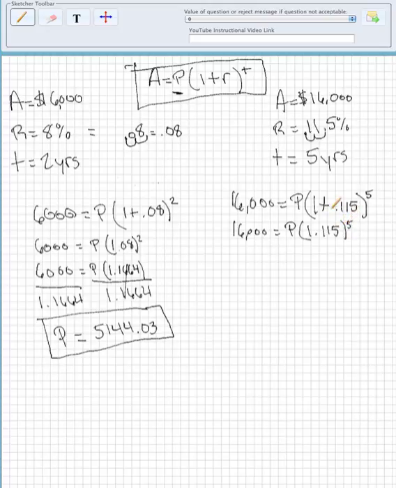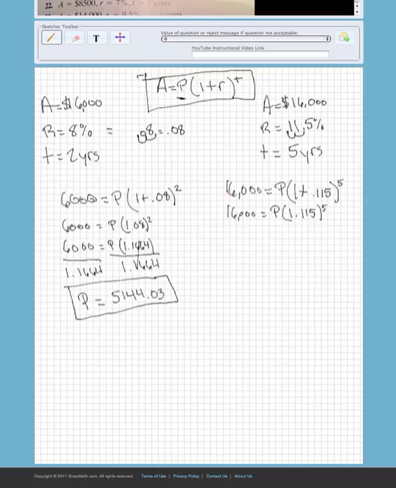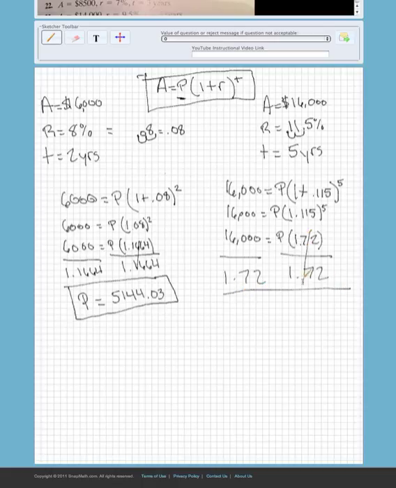Okay, so I don't know if you're allowed calculators in your class or what you're using, but if you turn your iPhone around, you put 1.115 to the 5th power, and then I'm going to be rounding this. You have 16,000 equals P times 1.72. Okay? Now, you know what to do. You just solve for P. So you got, divide by 1.72 on each side.